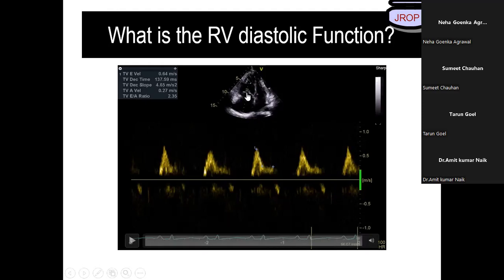This is the Doppler flow across the tricuspid valve. Here is mitral, this is tricuspid. E wave is 0.64, A wave is 0.27, 2.35 is the E/A ratio. Deceleration time is 137 milliseconds. I'm sorry, I have not studied this, sir. You have not studied. Neha? Sir, then E by A ratio will.